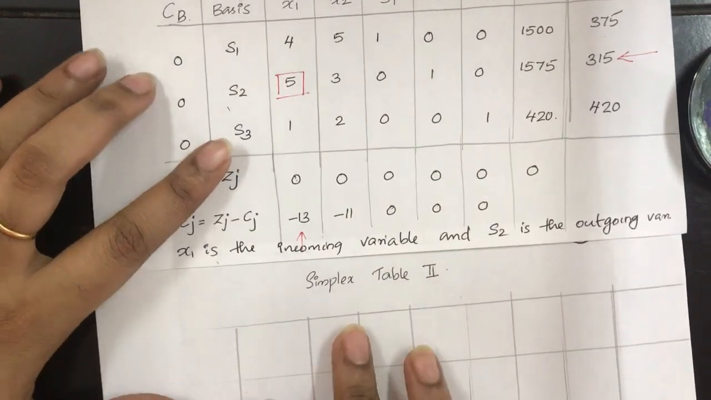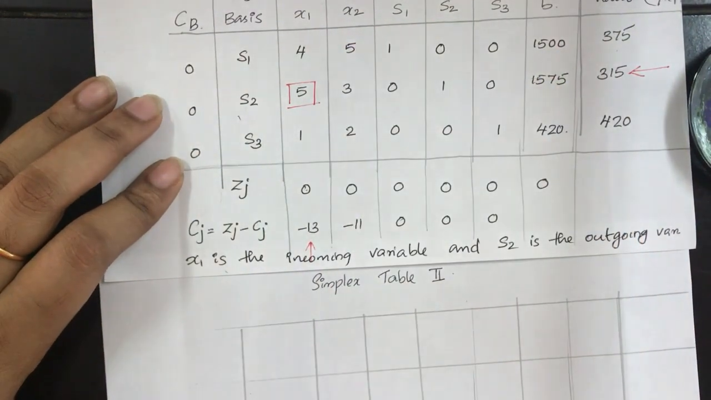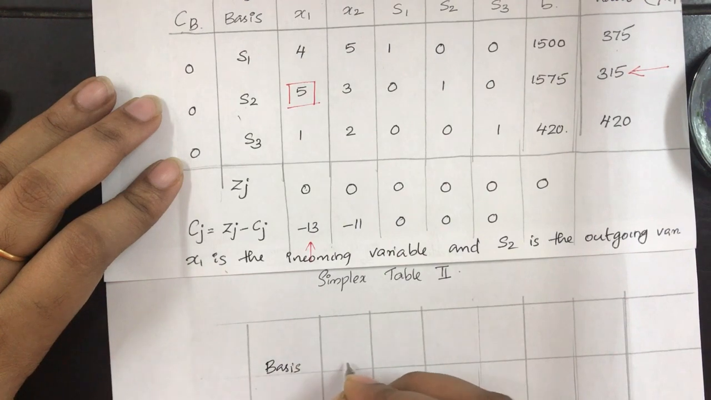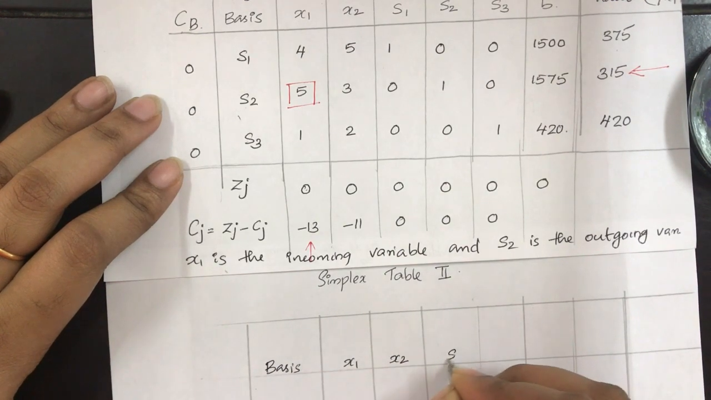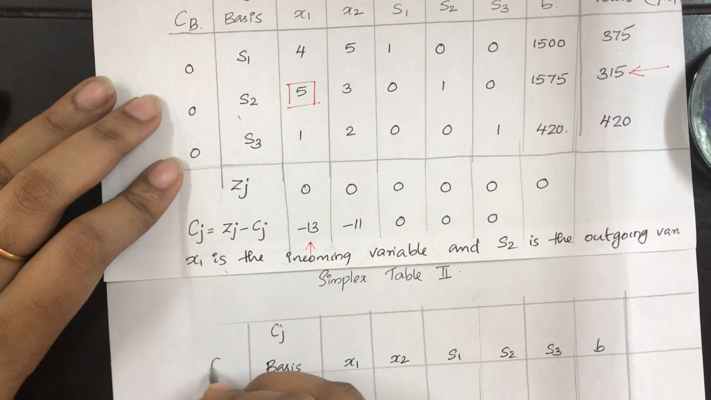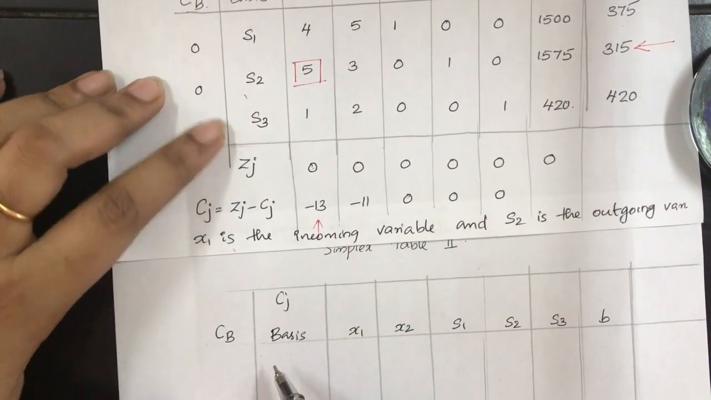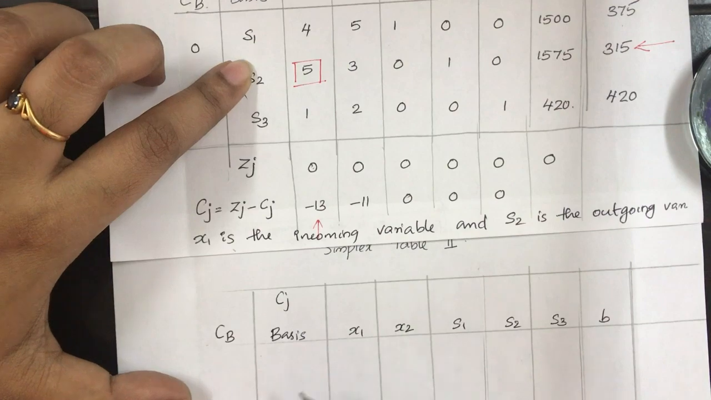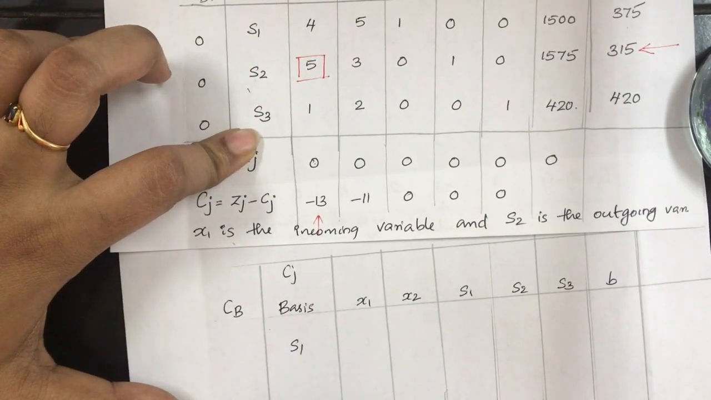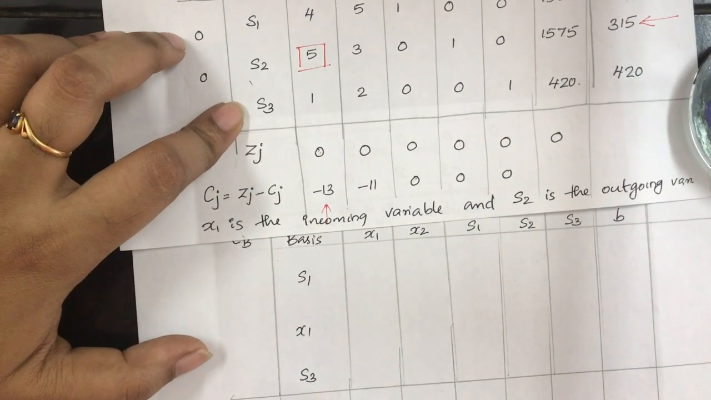Now we are going for the second table, that is simplex table 2, from table 1. Here the basis, x1, x2, s1, s2, s3, b, Cj values and Cb values. In the basis variable, in the place of s2, x1 will come. There is no change of s1 and s3. So s1, x1, s3 are the new basis values.